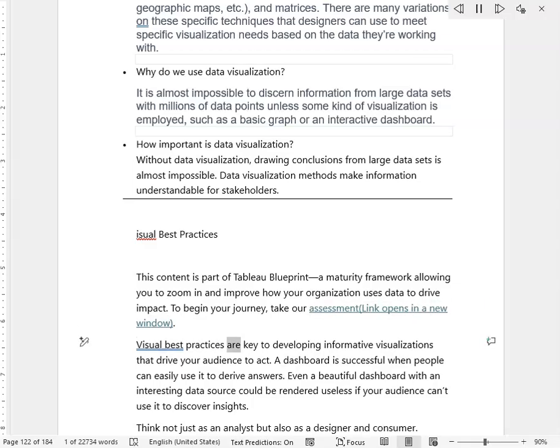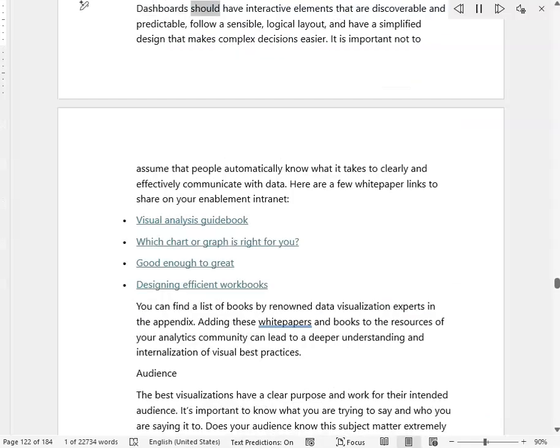Visual best practices are key to developing informative visualizations that drive your audience to act. A dashboard is successful when people can easily use it to derive answers. Even a beautiful dashboard with an interesting data source could be rendered useless if your audience can't use it to discover insights. Think not just as an analyst, but also as a designer and consumer. Dashboards should have interactive elements that are discoverable and predictable, follow a sensible, logical layout, and have a simplified design that makes complex decisions easier.